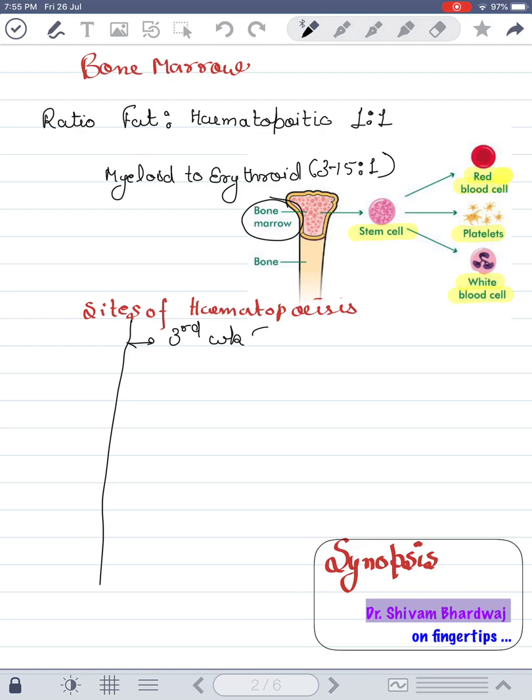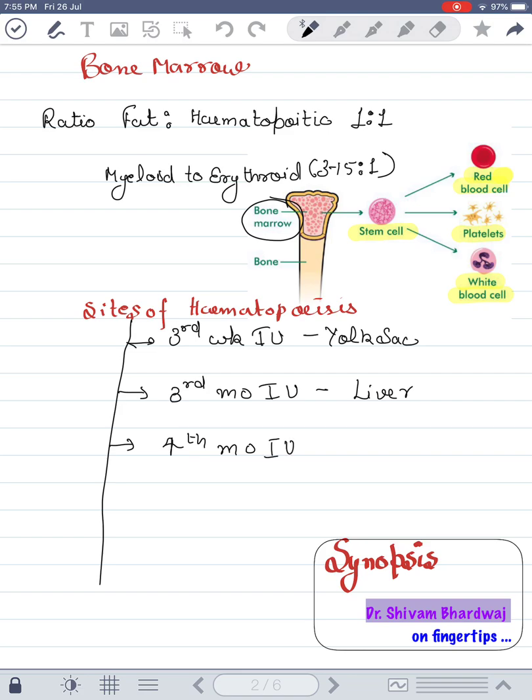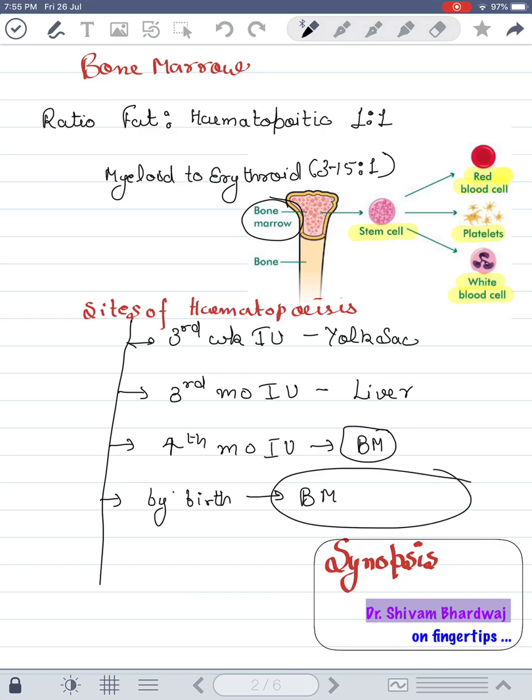the third week of intrauterine life, when we have the yolk sac. In the third month of intrauterine life, we have the liver to produce the hematopoietic cells. The fourth month of intrauterine life is when bone marrow is activated, and it takes the responsibility of producing the blood cells. By birth, the bone marrow of the whole skeleton is taking part in producing all the hematopoietic cells.